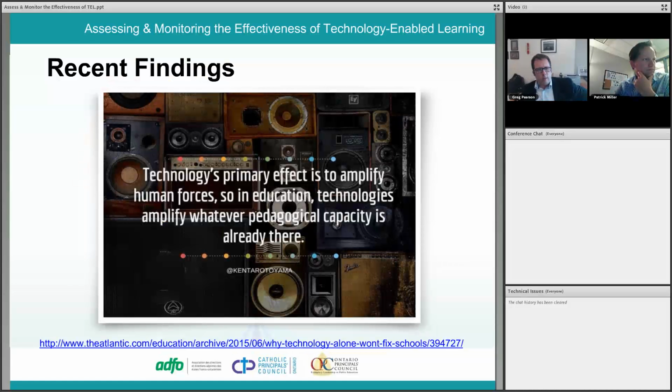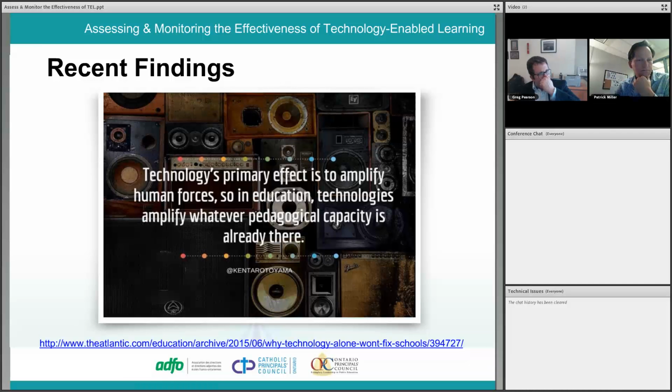Another good article to take a look at appeared in The Atlantic. Just the quote from the article here, the link for you to read the whole thing, the article title was Why Technology Alone Won't Fix Schools. And it's a really great quote from the author.